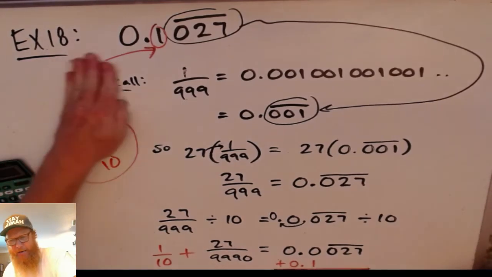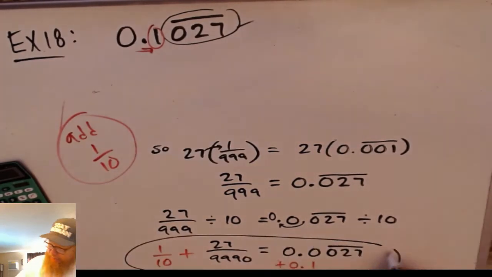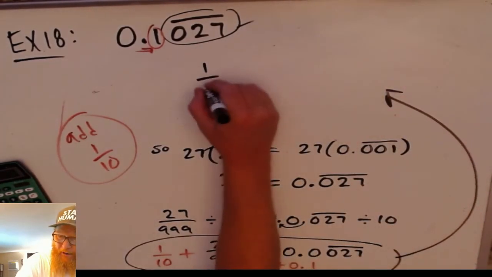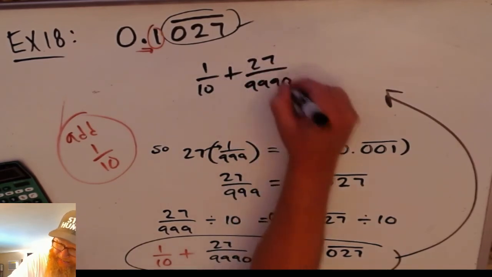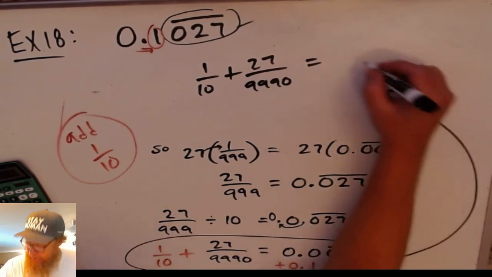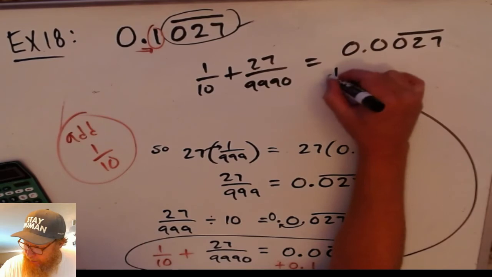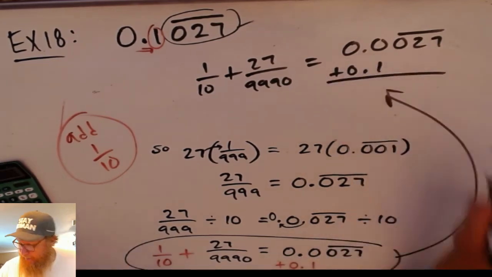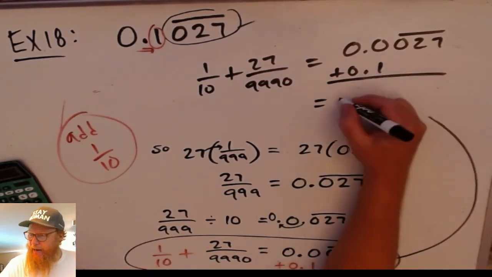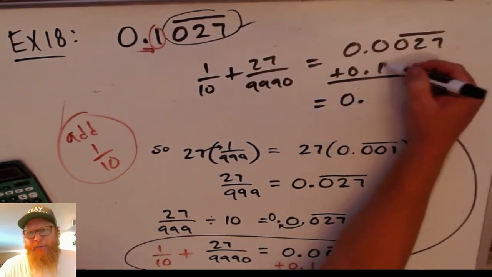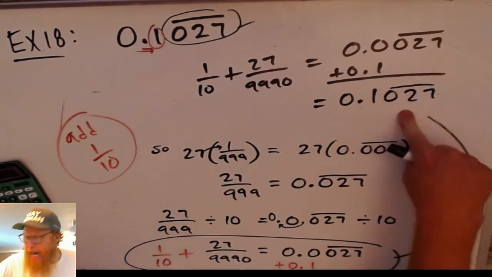And I am totally running out of space here, so I'm going to have to come up here and keep working. So now I have 1/10 plus 27 over 9990 equals 0.0027 repeating plus 0.1. I just copied it down here. So now the right-hand side is 0. I'm lining up the decimals. That'll be 0.1027. So we got it.